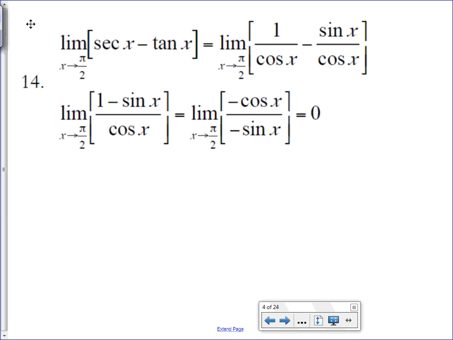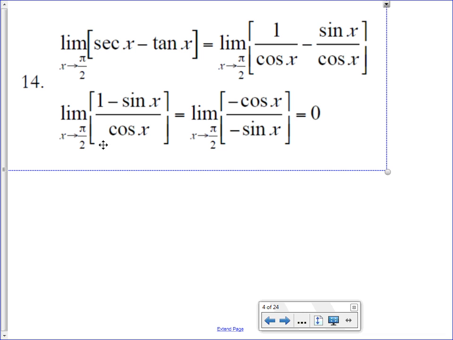14, 0. Okay, so did you first combine these by a common denominator and rewrite it? Good. So, guys, you should be checking. Did you combine it right? Okay, then you have the right form. It's going to be 0 over 0, so you can apply L'Hopital's. Once you apply L'Hopital's once, you're good.